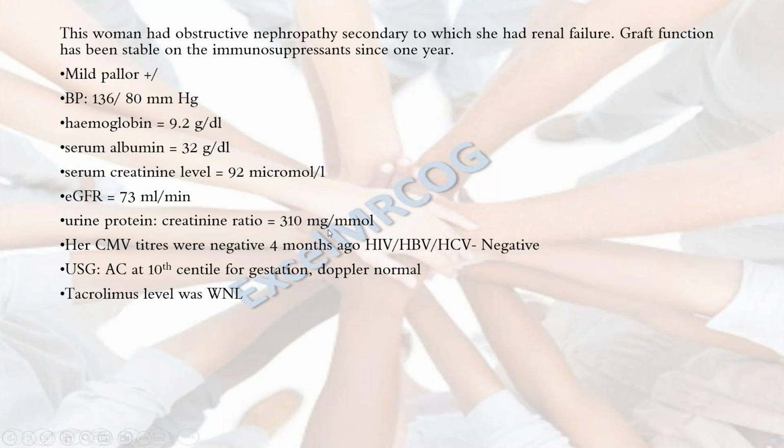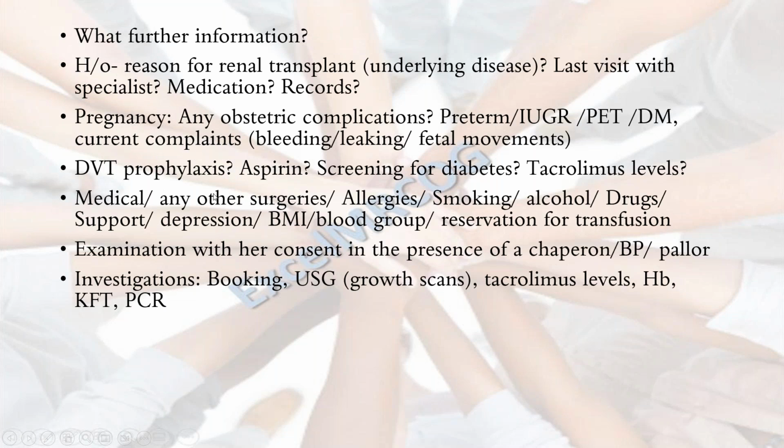GFR in normal pregnancy is more than 110. If you classify the CKD, stage 1 CKD would be 90 to 110. This is 73 ml per minute. So normal is more than 110. Okay, so there is mild impairment, you can say, of renal function with a reduced GFR, and there is proteinuria.